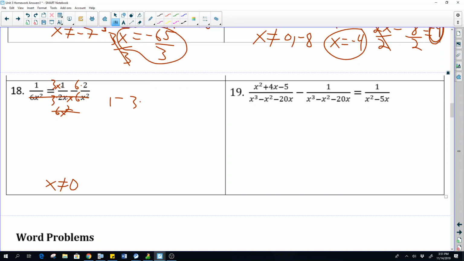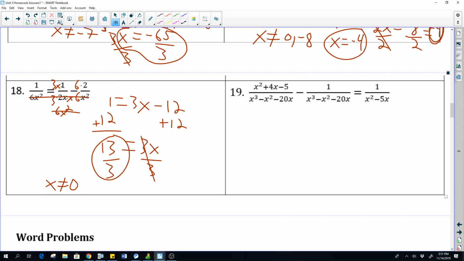1 is equal to 3x times 1, which is just 3x. Good. So 1 is equal to 3x minus 6 times 2 is 12. Cool. So then we'll add 12 to both sides. Funky answers. We get 13 and 13. Good. And then equals 3x. Divide by 3, divide by 3. 13/3 is our answer.